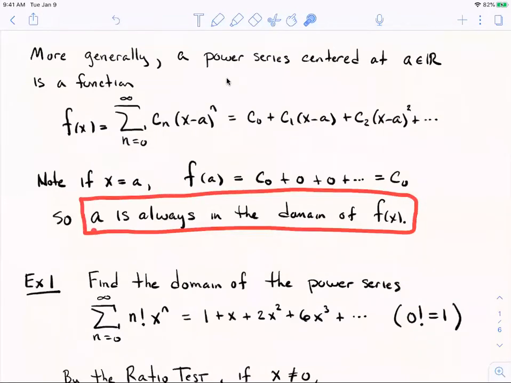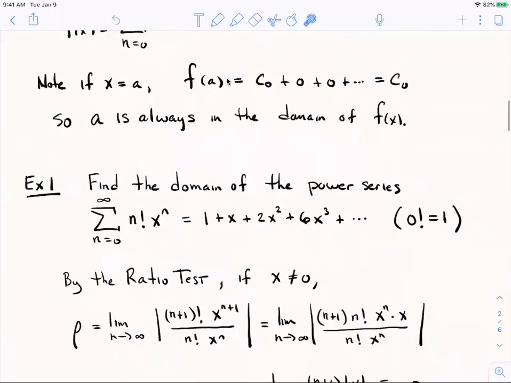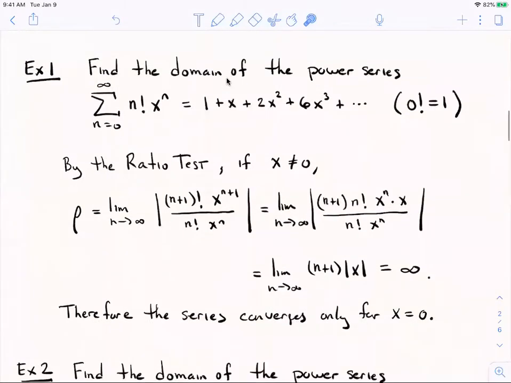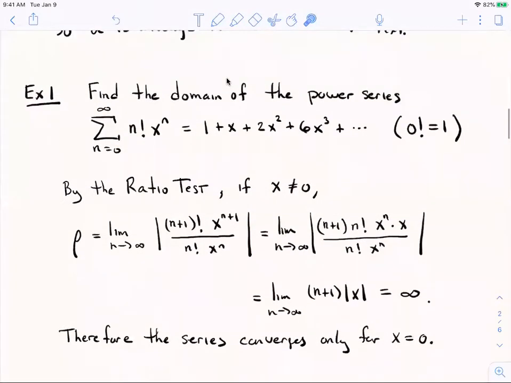Okay, I think it's important to note that there's no such thing as a power series that doesn't have any numbers in its domain. The center is always in the domain. Let's look at an example where I've written out. So I'll go fast through this one, and then example 2, I'll write with you.